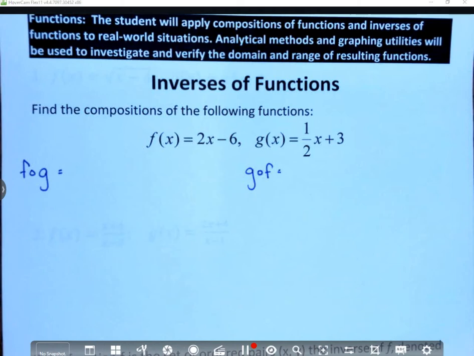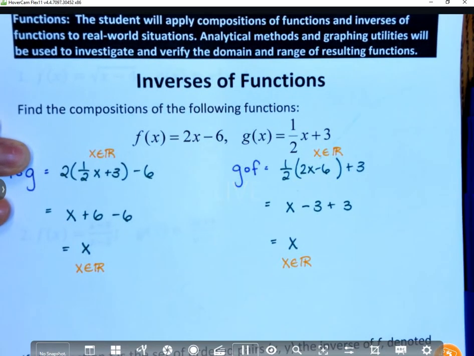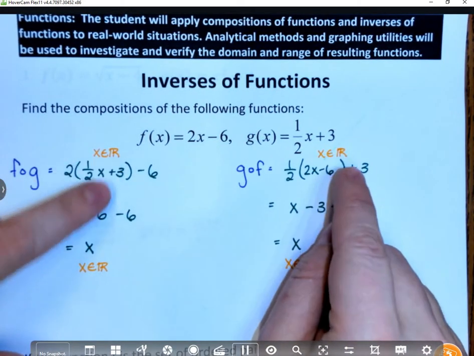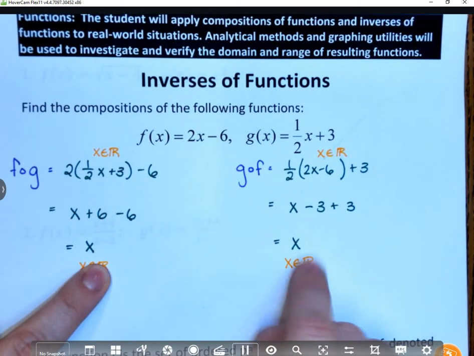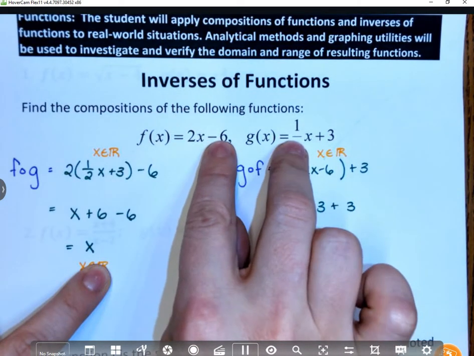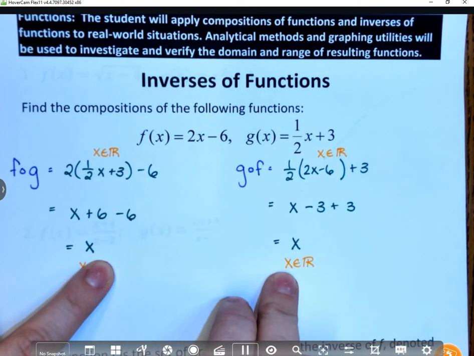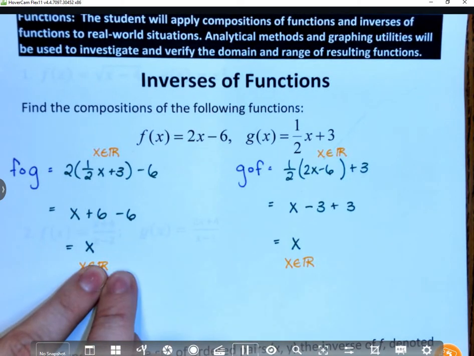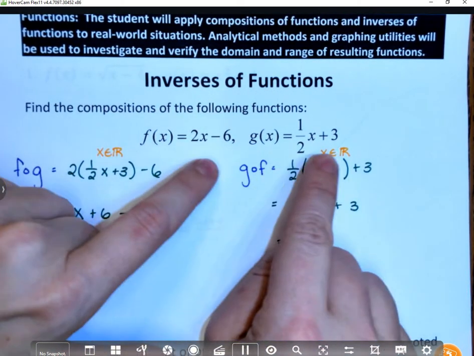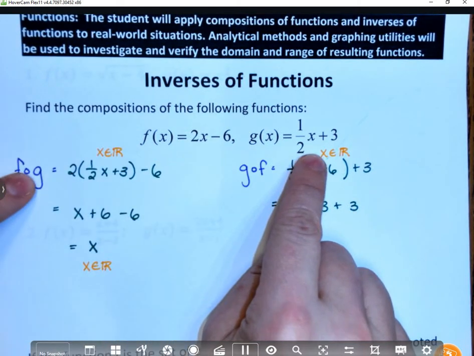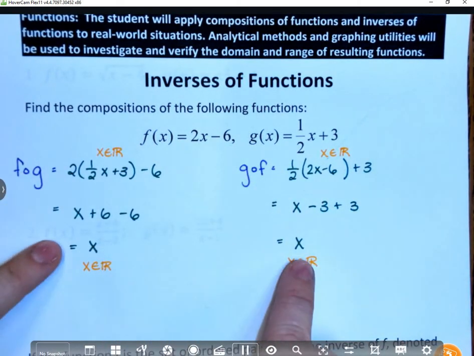So hopefully that one was pretty quick. You got those done? What did you get for f of g? What about g of f? That is a special thing. And I also just wanted to comment on the fact that the final domains on this, these are obviously an easy problem. The domain for both of these is all real numbers. But you'll also see that work out. When you have two functions, and you can do f of g and g of f, and get x as your final answer, they're inverses of each other.